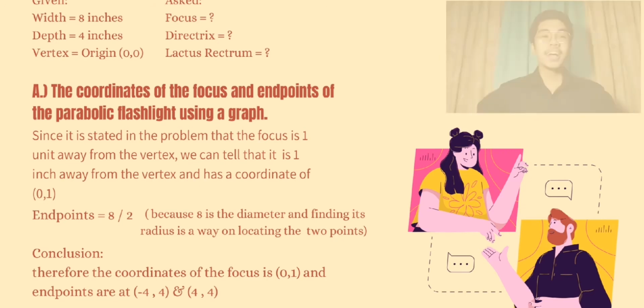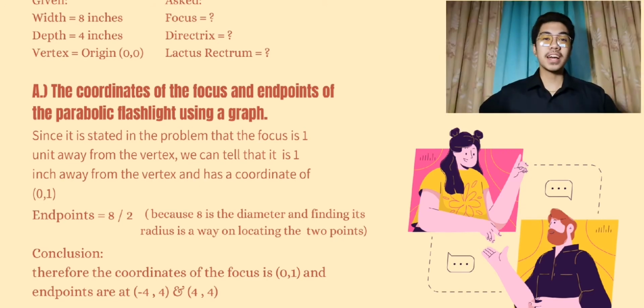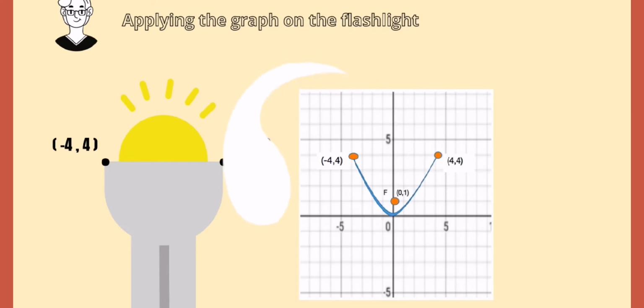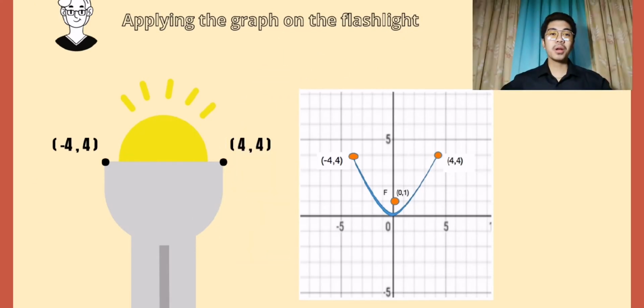Easy as that. To find the endpoints of the flashlight, we just simply divide the width, which is 8 inches, into 2. Because 8 inches is the diameter and finding its radius is a way of locating the 2 points. 8 divided by 2 is 4, so the coordinates of the endpoints are (-4, 4) and (4, 4). This is the graph that represents the endpoints on the parabolic flashlight.